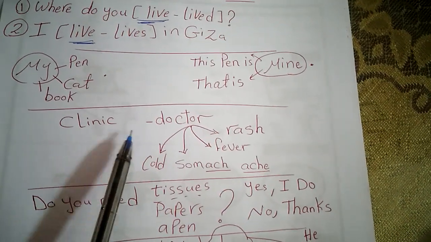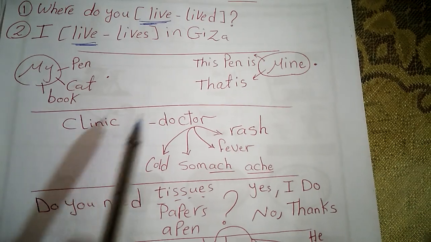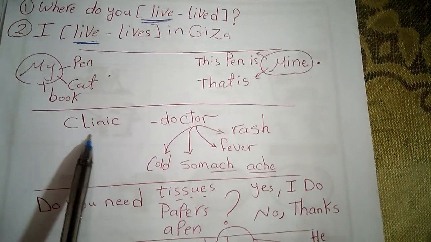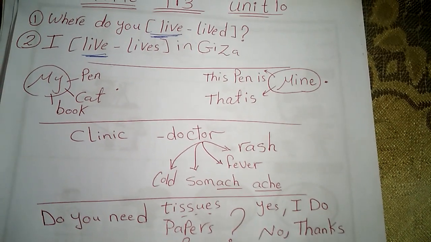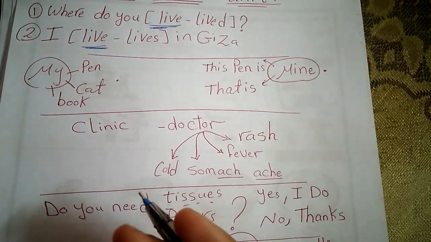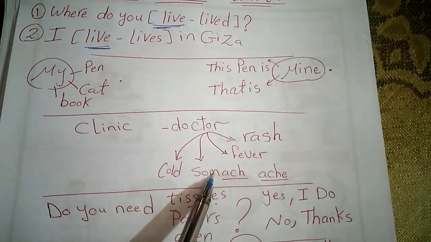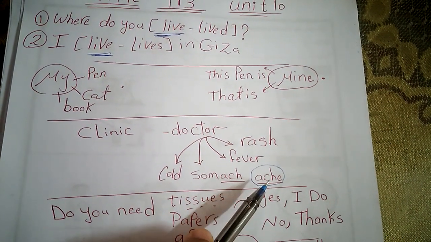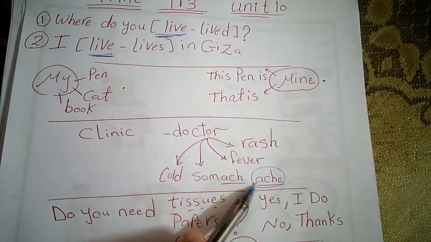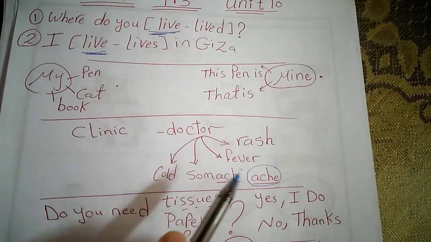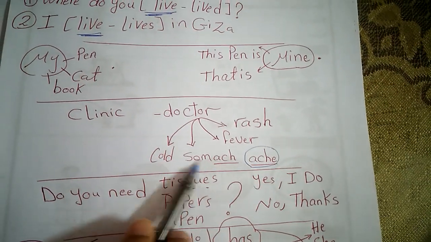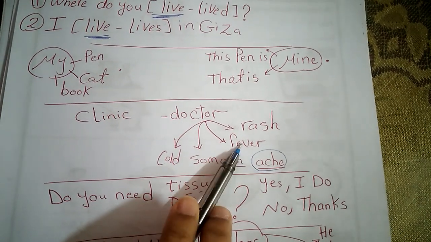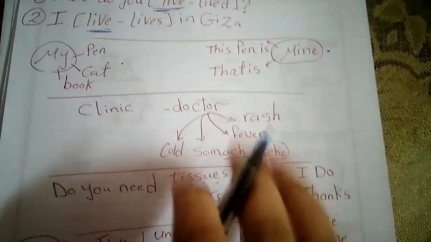After that, when we go to the clinic, or the doctor's place. The doctor's place is the clinic. When I have a cold, I feel so hot, or a fever. When I have a stomachache, you should know this: A-C-H-E, ache. This phonic, ache. Stomachache. Fever. Rash.